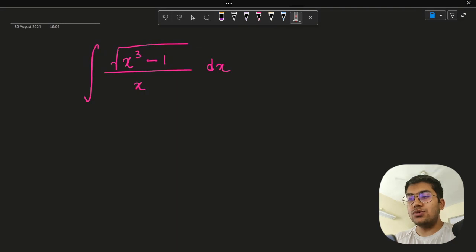As I usually do, I would solve this mathematics integration. I'll go through the thought process and what I'm thinking while solving this problem.